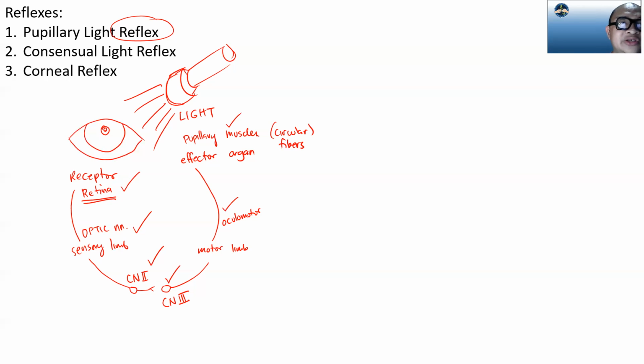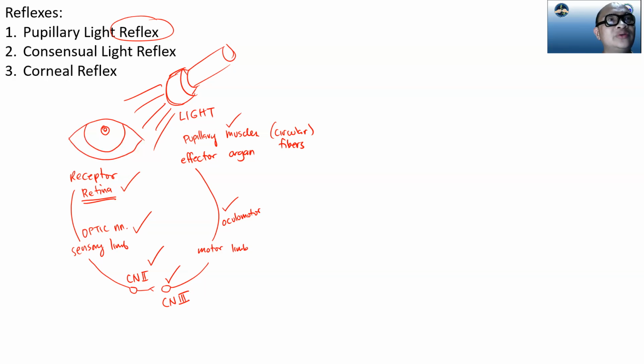So how many structures did you check? 1, 2, 3, 4, 5, 6. Six structures you have tested, and that is just one reflex. See? So if you know how reflexes work, not only is it fascinating, but it also makes your job easier. You're not just doing these tests because it's needed in your history and PE, but you are already troubleshooting. Now, that's your pupillary light reflex.